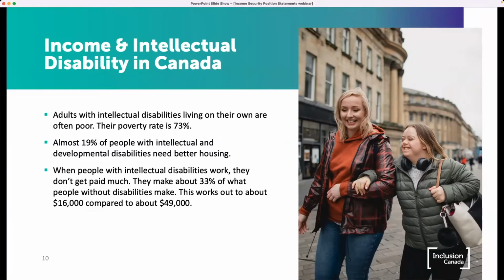During COVID-19, some jobs were affected more than others. Many lower wage jobs were lost or hours were cut back. This affected people with intellectual and developmental disabilities. They were more likely to lose their jobs during the pandemic. They were also most likely to have their hours cut. This pushed people further into poverty. People with an intellectual disability only make about 33% of what people without disabilities make. That works out to 16,000 compared to 49,000.